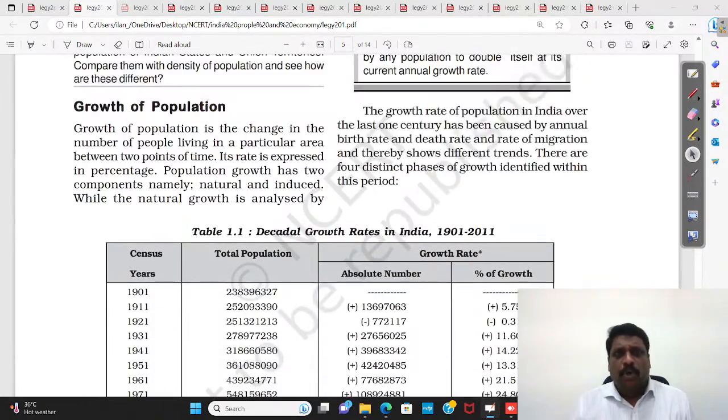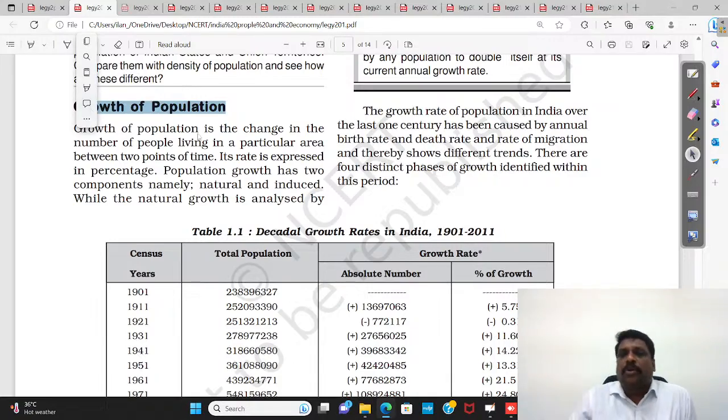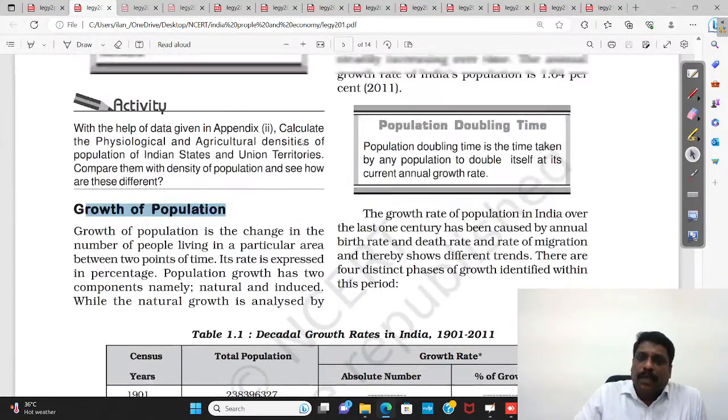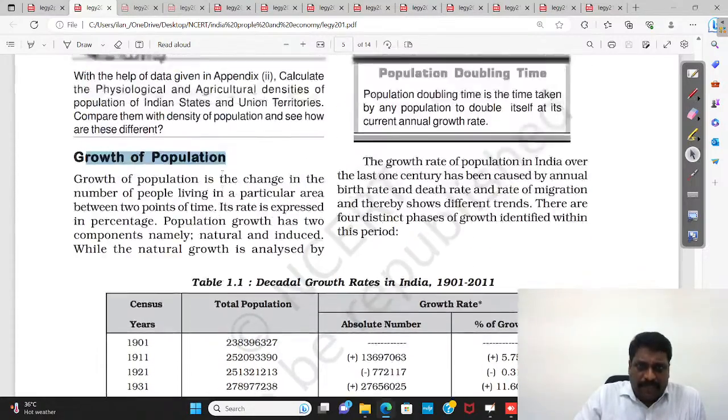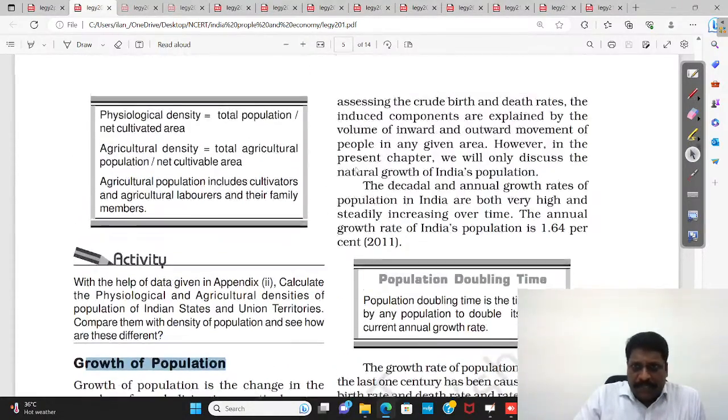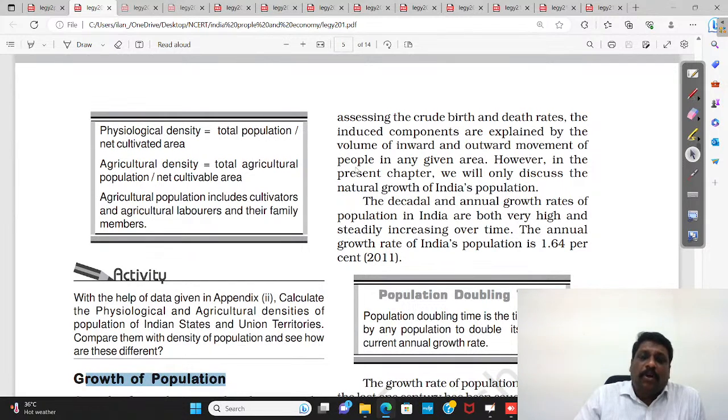Now, the growth of population. When I talk about the growth of population, one more thing: this data is not given, but since they are talking about census, normally we call them census day.